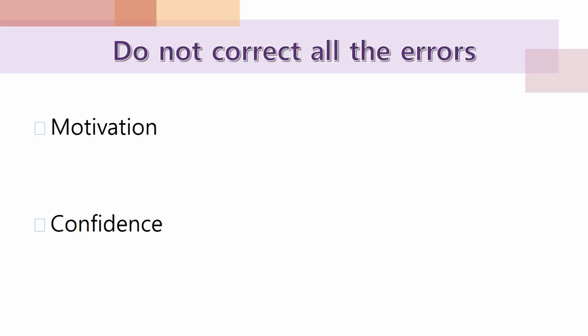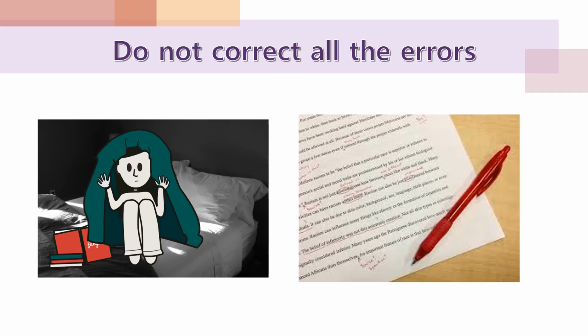First, do not correct all the errors that students made. This is related to the students' motivation and their competence. Some students want their teacher to correct their errors, but others don't want it. Especially, the introvert students can feel ashamed and lose confidence when they get a paper which is filled with red markers. It also affects their motivation, so the students can be demotivated to learn more grammatical knowledge.